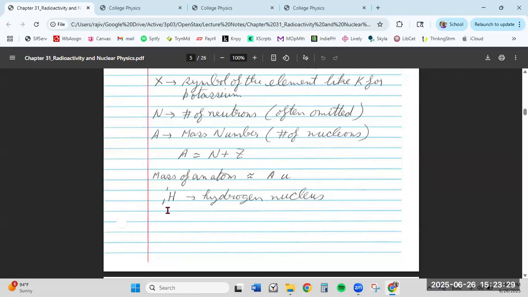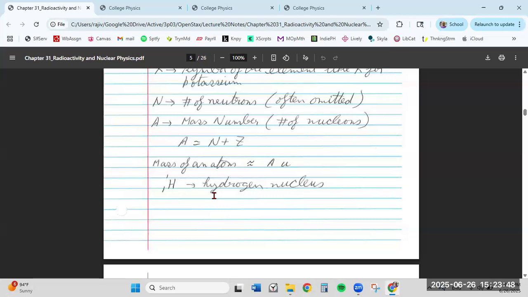So this is an example of how you show a nuclide. This is a hydrogen nucleus where the number of protons is 1. There are no neutrons, so the number of nucleons, or A, is also 1. If you wrote the number of neutrons, there would be a subscript of 0 on the right.